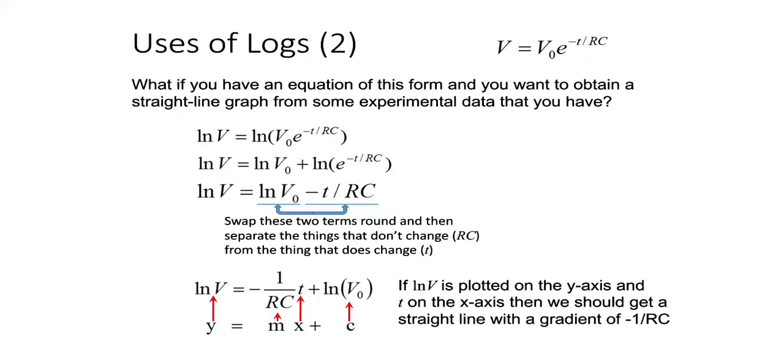So what this tells us is that if I've measured V at various times t, then I can plot the log of V on the y-axis and plot t by itself on the x-axis. If I do that, then I'll find that the gradient of the straight line graph will be minus 1 over RC. So if I can work out what the gradient is, then I can work out what the value of RC is. The value of RC will just be minus 1 over the gradient. I could actually use the value of the intercept to find out what log of V0 is, but often you don't need to do that one there.